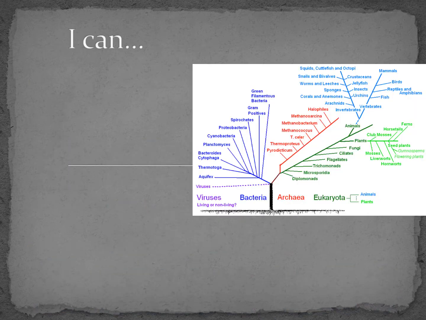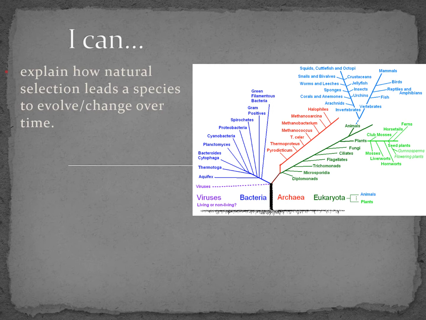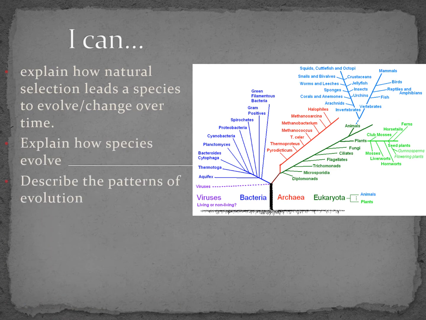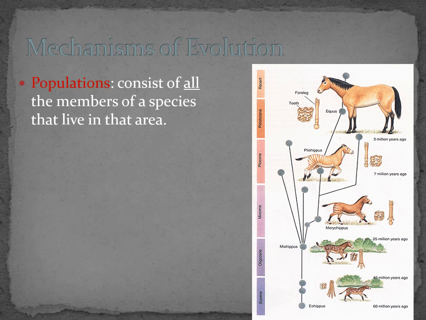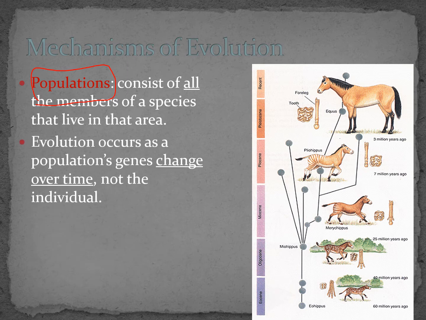All right, part 4. Here we're going to learn how natural selection can lead a species to evolve and change over time, explain how species evolve, describe the patterns of evolution, and explain rates of equilibrium. So, mechanism of evolution, population. We should remember that a population is a group of a species who can interbreed in the same area. Evolution occurs in populations, not a single individual, okay? But it changes over time. So populations change over time.